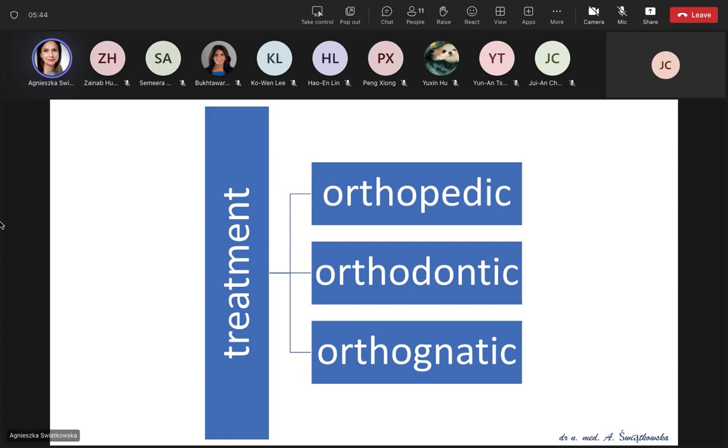Here we have the growth modification. In orthodontic treatment, we only change the position of the teeth, and orthodontic treatment is for adult patients after 18 years old, and in this group patients need not only orthodontic treatment but also surgery.